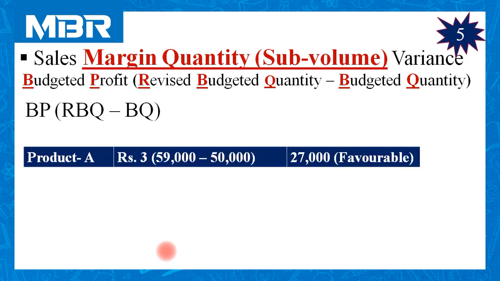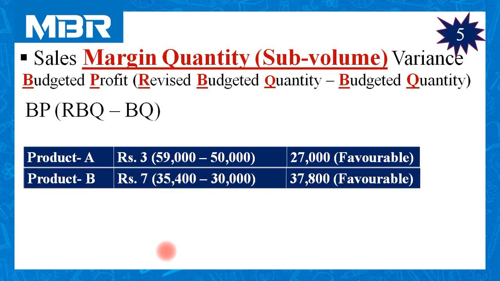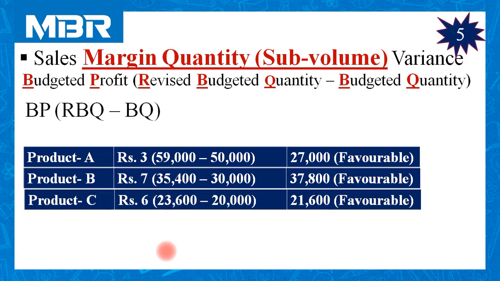So for the purpose of calculation of sales margin quantity variance, simply we need to insert figures in the formula. For product A, budgeted profit is rupees 3, revised budgeted quantity as per our calculation 59,000, and budgeted quantity is 50,000. As compared to budgeted quantity, our revised budgeted quantity is more, it's greater. So it's a good sign for the company. So the result is rupees 27,000 favorable. Same way in case of product B, it is 37,800 favorable. And even in case of product C, it is rupees 21,600 favorable.